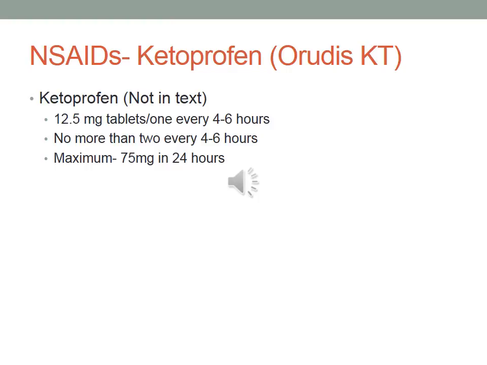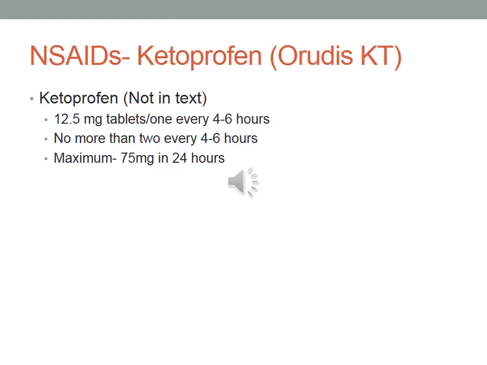Ketoprofen, brand name would be Orudis. This one is not in your text, but it is a common over-the-counter NSAID to be utilized, so I want you to be aware of it. 12.5 milligram tablets, so the dosing is much smaller. Again, however, a shorter half-life. You're only going to take typically 1 every 4 to 6 hours, definitely no more than 2, and your maximum would be 75 milligrams in 24 hours. So the overall dosing, as far as how much the individual takes with ketoprofen, is much less.